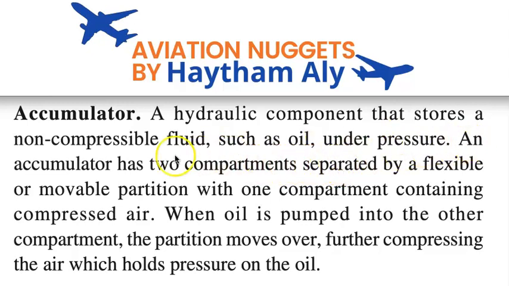Again, an accumulator has two compartments separated by a flexible or movable partition, with one compartment containing compressed air, or normally nitrogen, compressed gas. When oil is pumped into the other compartment, the partition moves over, further compressing the air, which holds the pressure on the oil. So, from this definition, we understand now what is meant by accumulator and why the accumulator is an essential component in any hydraulic system.